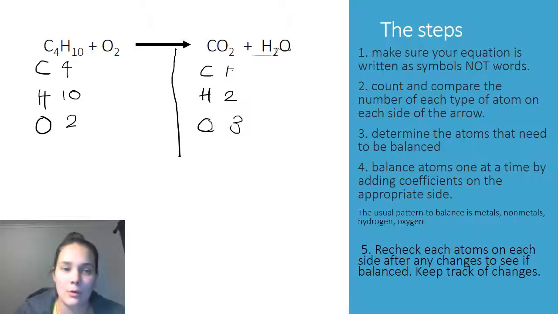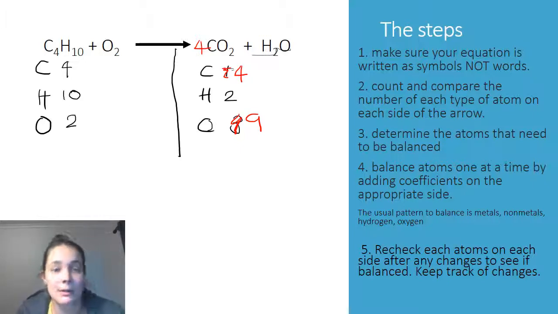If I put a 4 as my new coefficient, let me just change my color so that you can see this nice and clearly. If I put a 4 out the front of my CO2, 4 times 1 changes this into a 4, and 4 by 2 changes this into an 8, plus the 1 over here, it's now a 9. So now my carbons are the same, my hydrogens still aren't the same, and my oxygens still aren't the same.